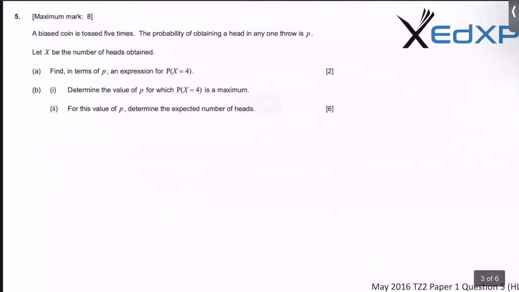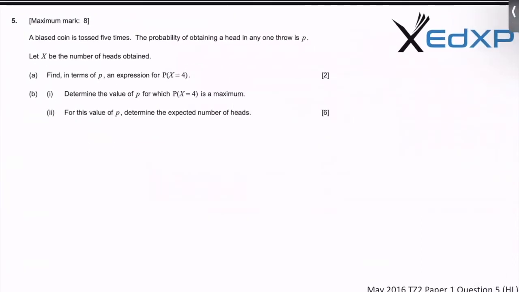Okay, I'll move on to our second example. This question came out in the May 2016 Time Zone 2 Paper 1 question 5 in the HL exam. For 8 marks, a biased coin is tossed 5 times. Whenever I see a question like this, immediately I know there's a fixed number of trials n, so I'm thinking of the binomial distribution. That's how you must think. The probability of obtaining a heads in any of the throws is P. Let X be the number of heads obtained.